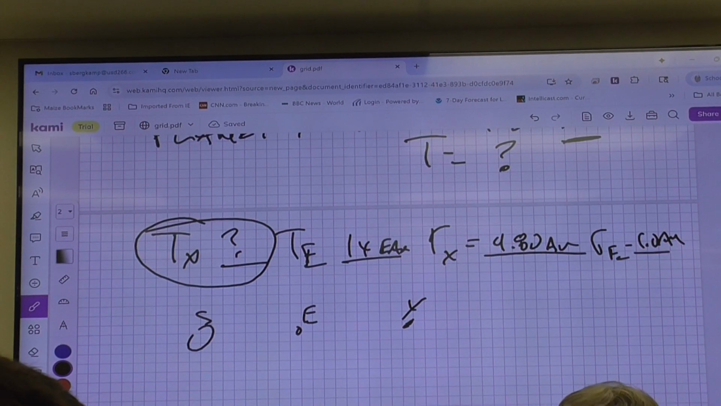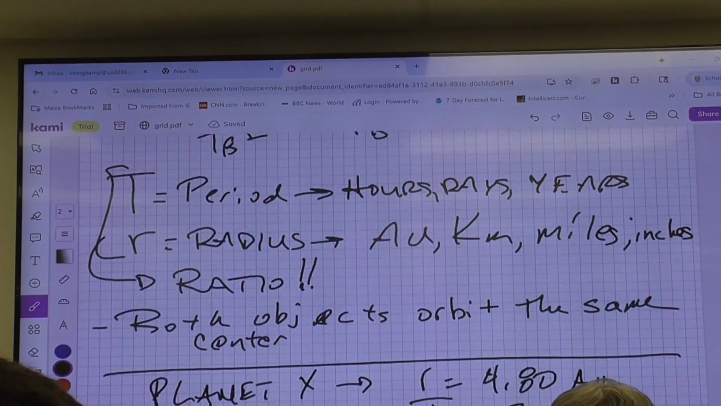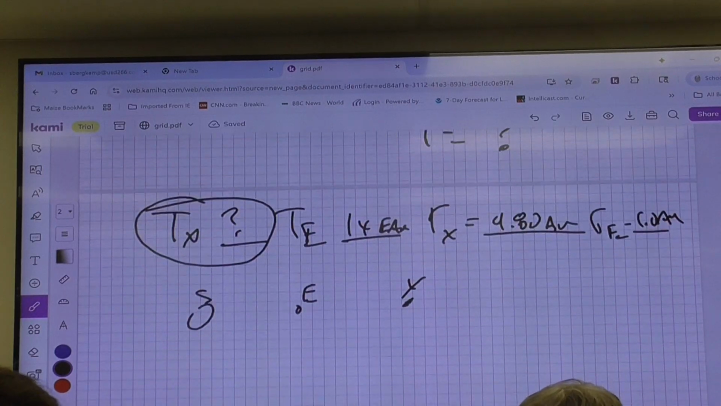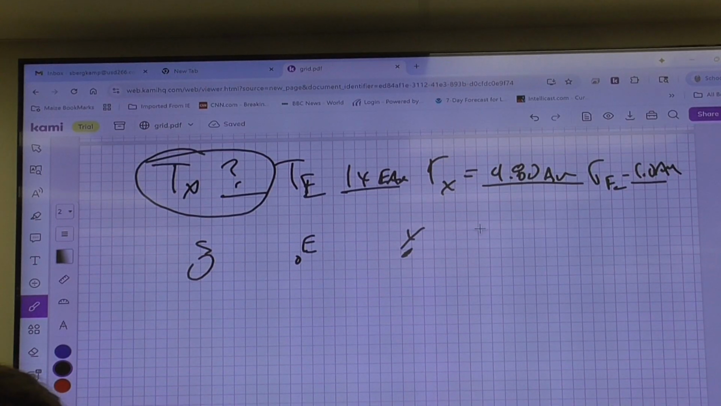So, what you have is this. Period of A squared over radius of A cubed equals period of B squared over radius of B cubed. Now, you know how I feel about fractions. I hate them, so I'm going to cross multiply, even as ratios. I'm going to take the period of A squared times radius of B cubed, equals radius of A cubed times the period of B squared. So this is going to start as the period of X squared times the radius of Earth cubed equals the radius of X cubed times the period of Earth squared.